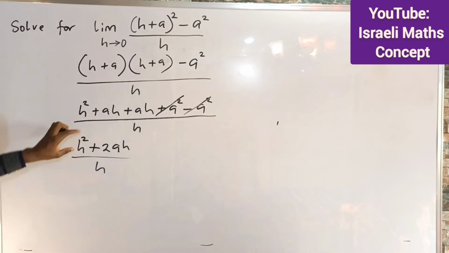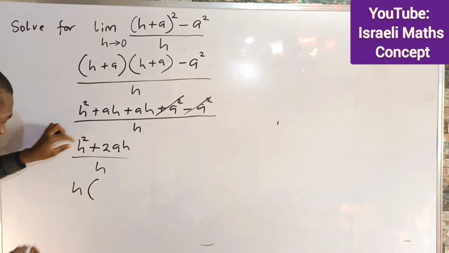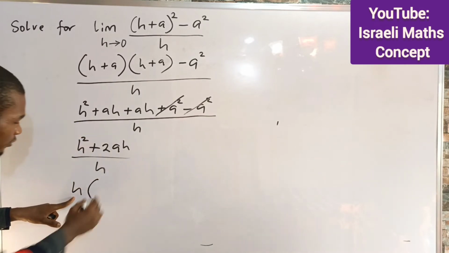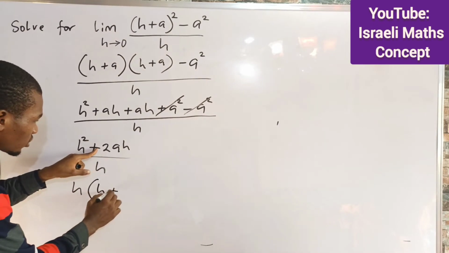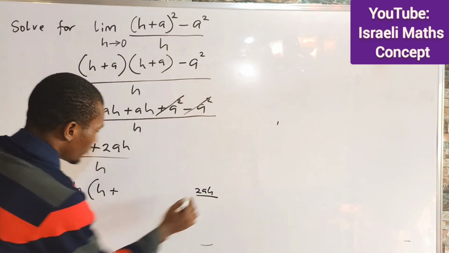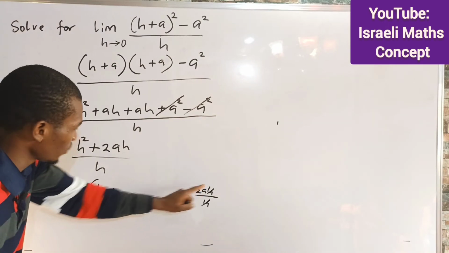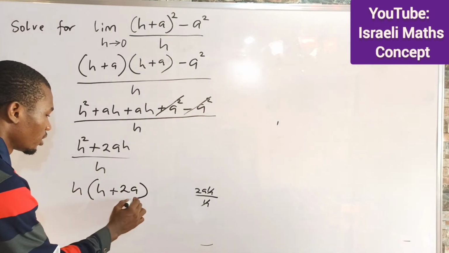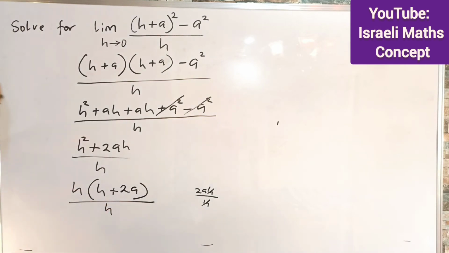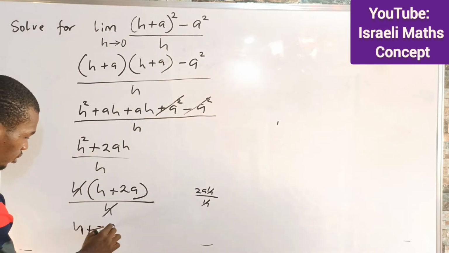Then looking at this numerator, you can discover that h is common. Then we can factorize by having our h in bracket: h squared divided by h, we are left with h, then plus 2ah divided by h. Remember, 2ah divided by h, such that h will cancel out h and we are left with 2a. Then we have h plus 2a, then all over our h. Then we cancel out the h here and we are left with h plus 2a.